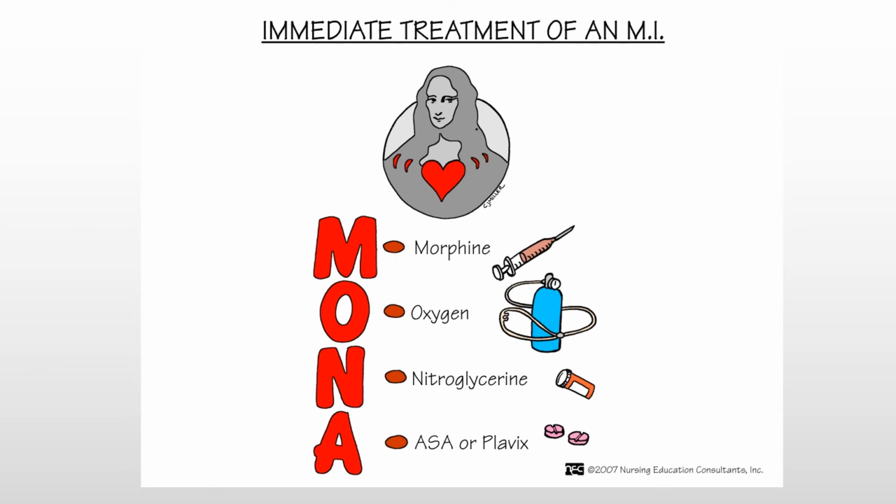For this slide, we have your typical MONA. We give the morphine, remember, for pain that's not relieved with nitro, oxygen, NTG. We give up to 3 tabs. We give aspirin and Plavix as well.